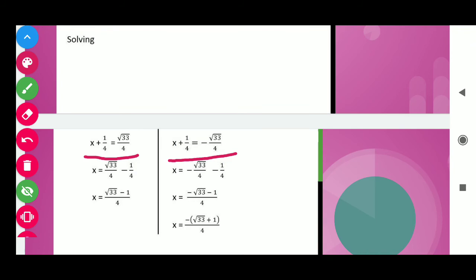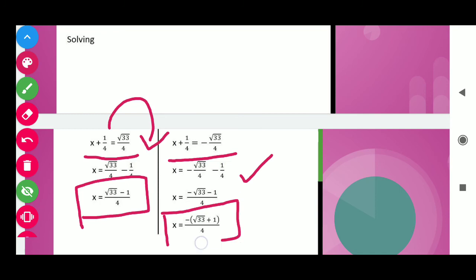So students, here you can see that 1 over 4 moved to the right hand side. In this way we get under root 33 minus 1 over 4 as the first root. Similarly, by calculating this one we will get the second root.